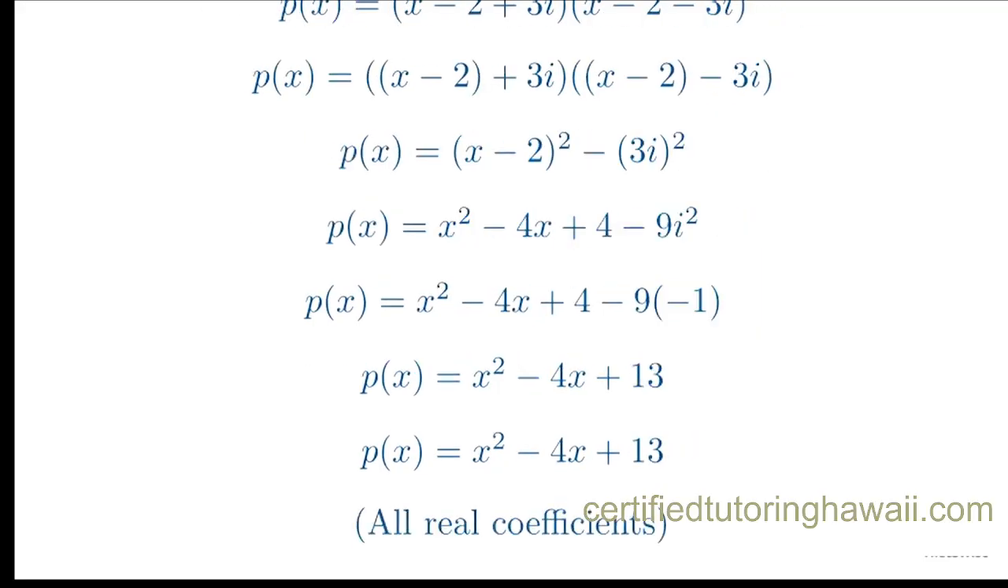The polynomial x squared minus 4x plus 13 has real coefficients. There are no imaginary terms. This illustrates why the theorem must be true. Complex zeros must come in conjugate pairs to cancel out their imaginary parts and form a polynomial with real coefficients. It's a beautiful example of how complex numbers maintain consistency within our number system.